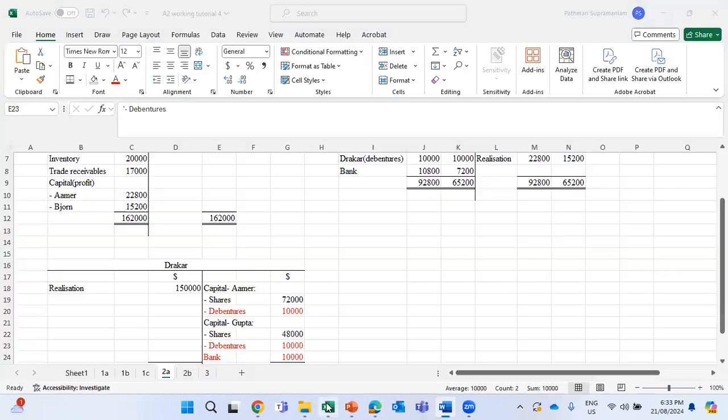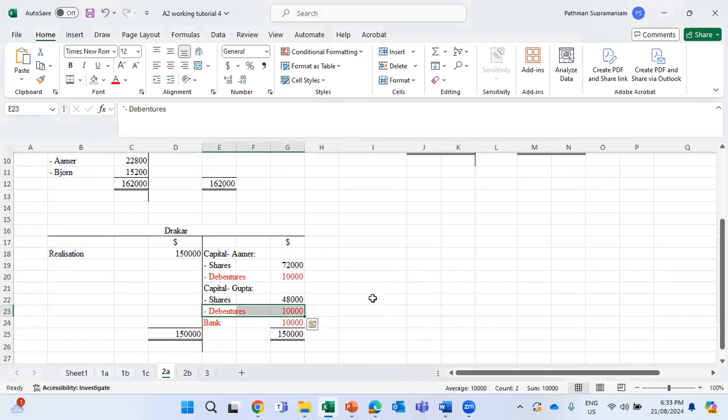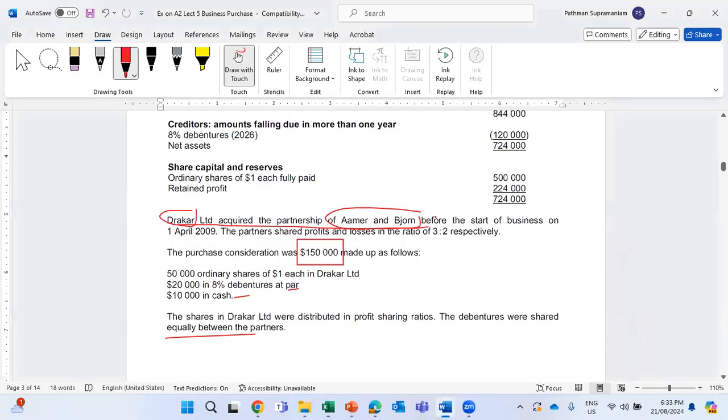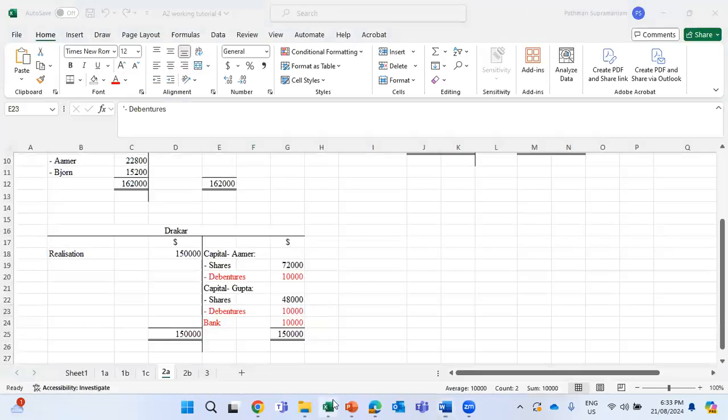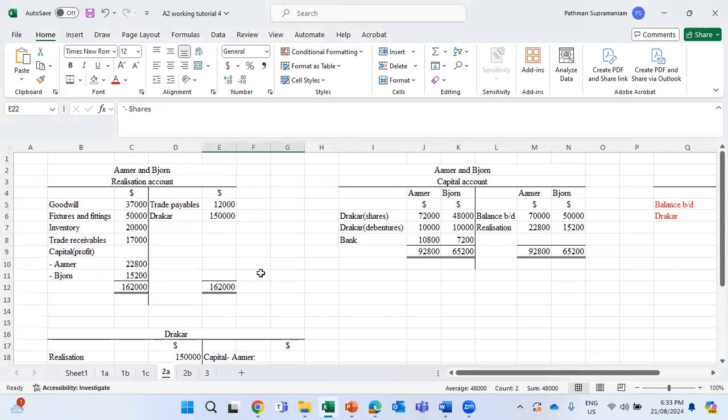So therefore, we need to work out the proportion. How much of the 120,000 goes to Amir and how much goes to John? This is where you break up the 120,000 into 3/5 and 2/5. In doing that, 72,000 goes to Amir, 48,000 goes to John. So when you credit here, you have to debit their capital, for the shares and for the debentures earlier.